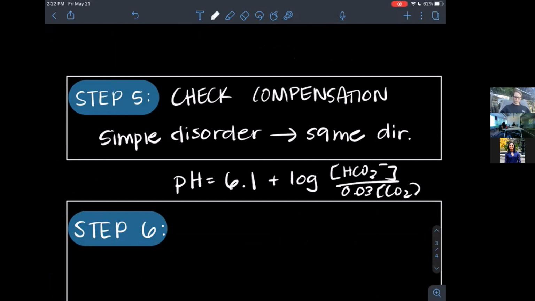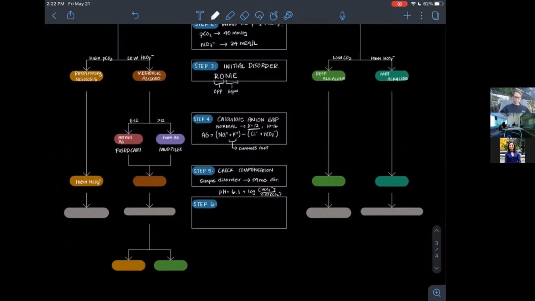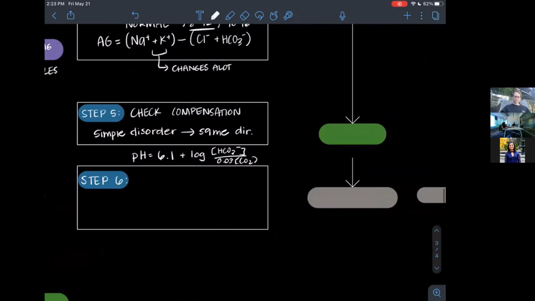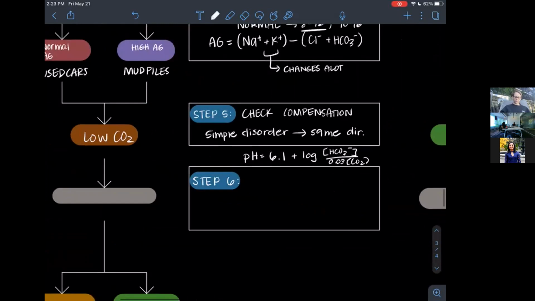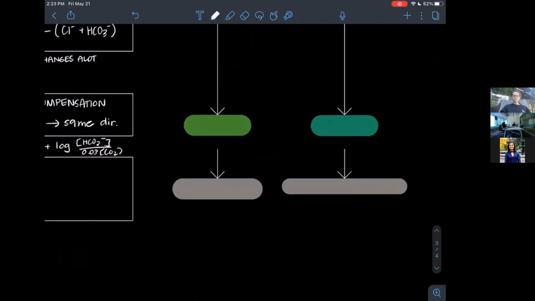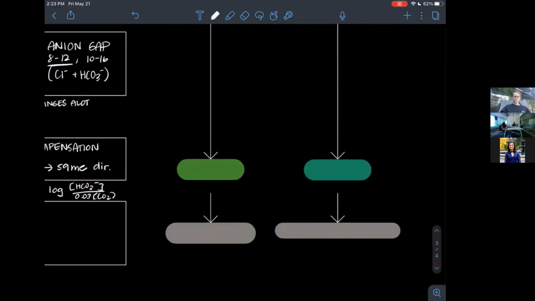So if one thing changes, the other thing has to change in the same direction in order to get that pH back to normal. And that's just to keep the log the same. If there is low bicarb, you have to decrease your CO2. So it'd be like slowing your breath down, or increasing your respiratory rate. Increasing respiratory rate would lower your CO2. If there is low CO2, you're going to decrease your bicarb. And if there is high bicarb, you're going to increase your CO2.